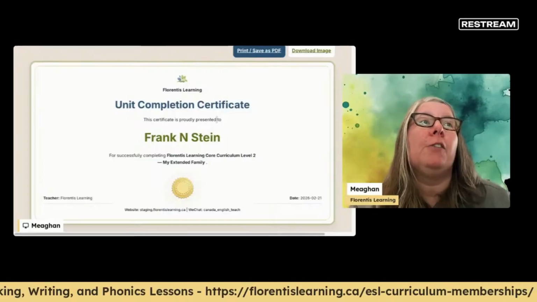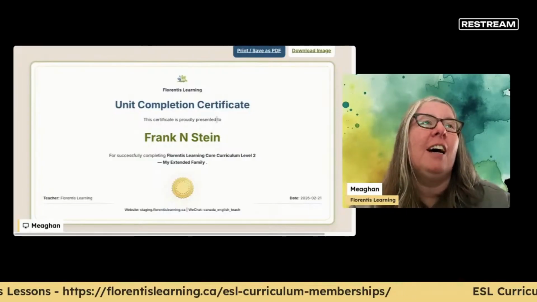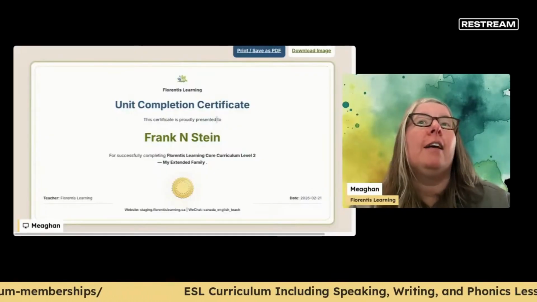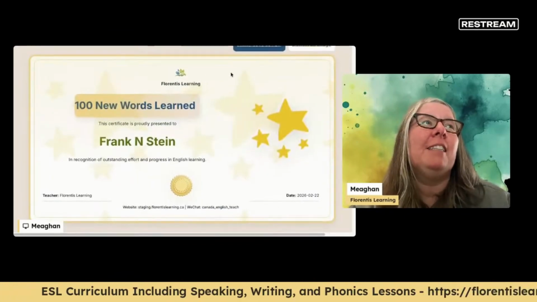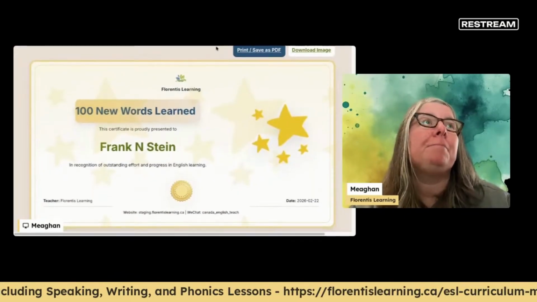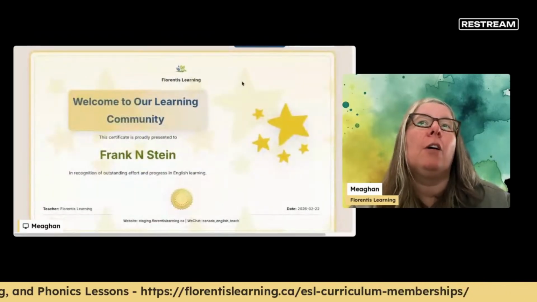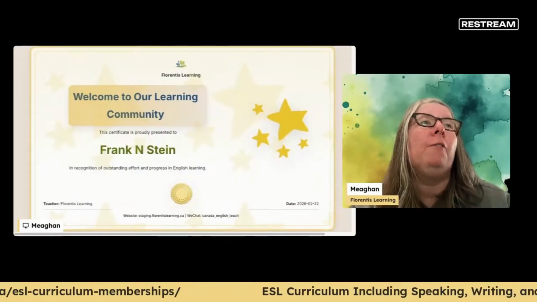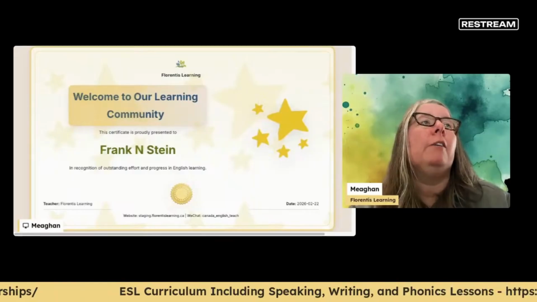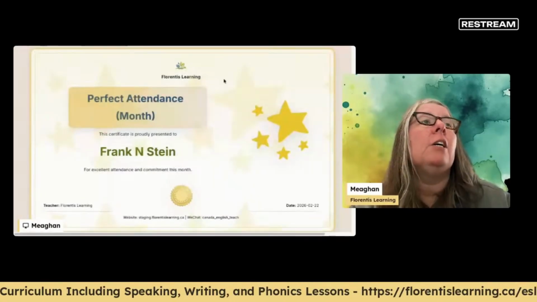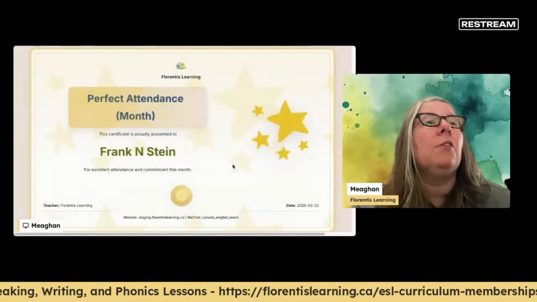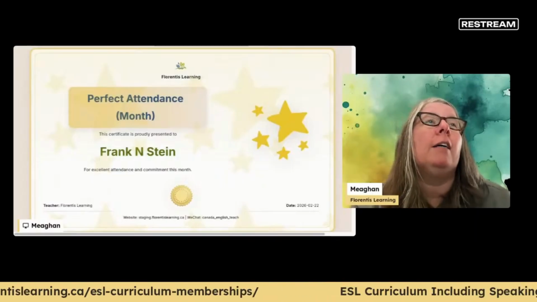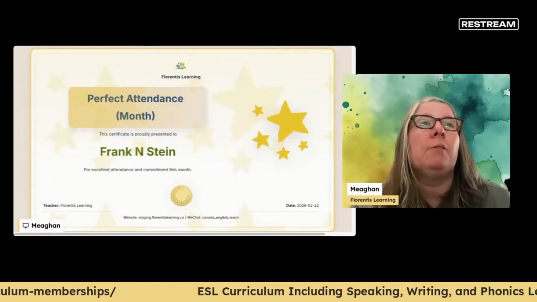This is one of our special certificates, so it's a little bit more fun with the stars, a little bit more colorful. This is 100 new words learned. Same idea, still our download and our print save button. We also have a welcome to our learning community certificate, which is a nice one for new students. And if you're teaching group classes, you could do something like perfect attendance for the month. They're fun rewards as well as ones that are super good in terms of recognition.